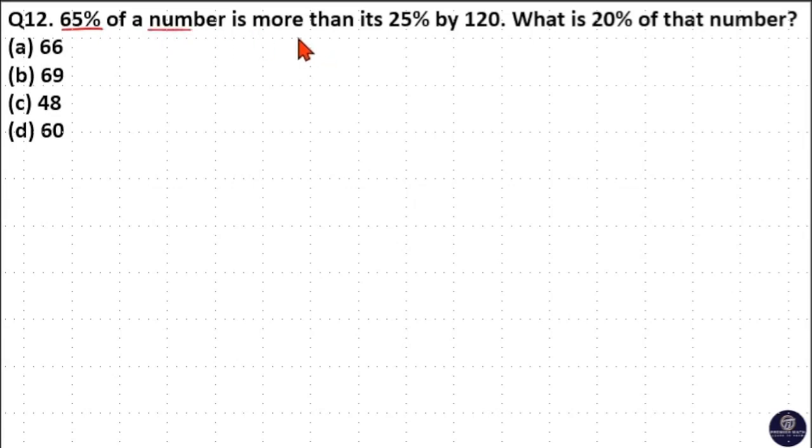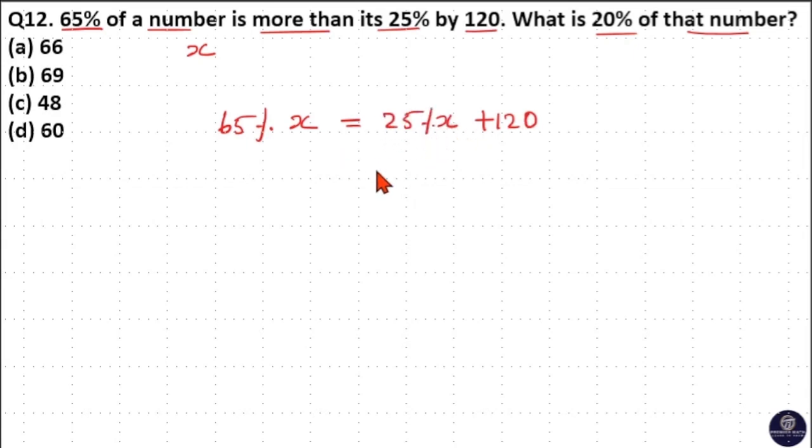65% of a number is more than its 25% by 120. What is 20% of that number? Let us consider this number as x. Here the meaning of this first sentence is difference between 65% and 25% of a number is 120. That is, 65% of a number is 120 more than its 25%.